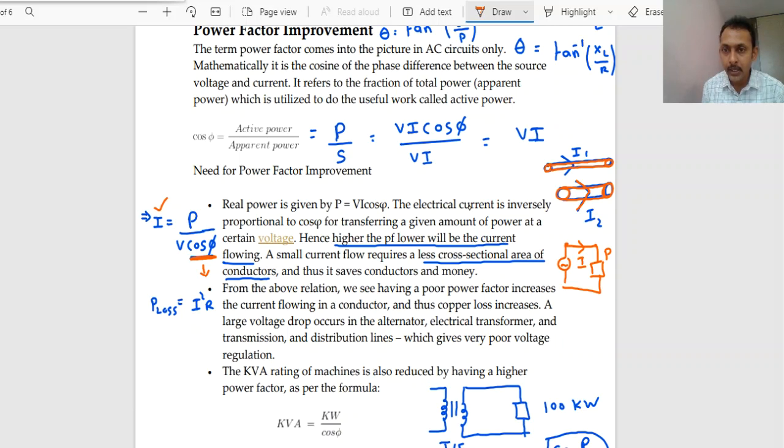The cross sectional area of the conductor should be more in order to carry more current, to transfer the same amount of power but at low power factor. So this is the important point. Similarly, once the current is more, obviously we know that I square R power will be wasted in the lines, and the power loss also will be more.